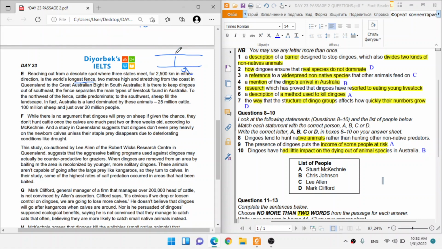The fence separates main types of livestock found. To the northwest of the fence, cattle predominate, and to the southwest there are sheep. Australia's land is dominated by these animals: 25 million cattle and 100 million sheep, and just over 20 million people. So this is a description of a barrier designed to stop dingoes, which also divides two kinds of livestock. It's actually there to keep the dingo out, right? But it's also separating the two types of livestock.